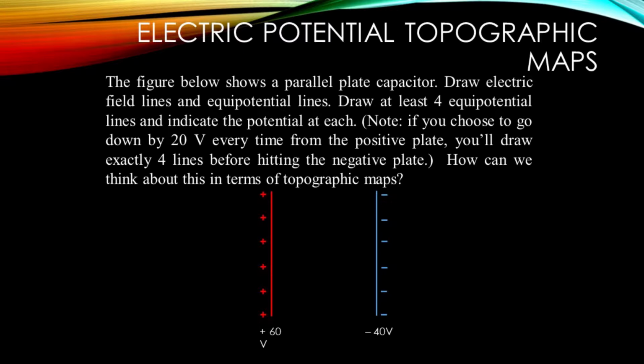So now what we want to do is a little bit of an activity, using this knowledge that we have of how equipotential lines can look like topographic maps to look at this problem. This is just a parallel plate capacitor with 40 volts of electric potential on the positive plate, minus 40 volts on the negative. We want to draw lines of equal potential, and also think about what the topographic map is going to look like here and why.